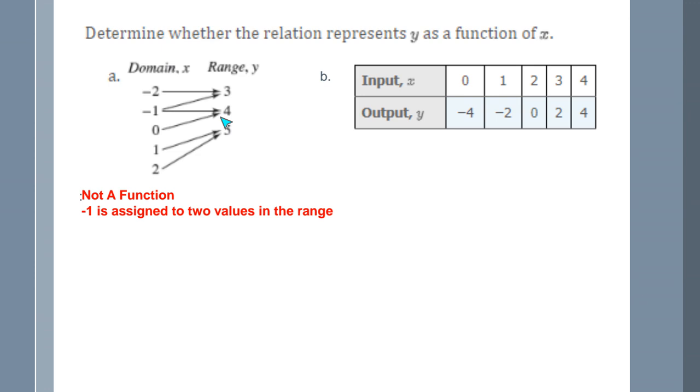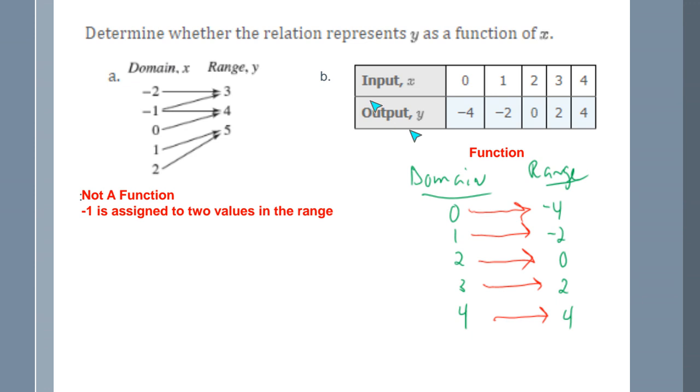Okay. Now we look at letter B. It's given to us in a table. So for some of us, this might be a little bit harder to see. If that's the case, then there's no problem. We can rewrite it, right? So all your X, they tell you it says input. That means that these are all in the domain. So I'm just going to list them vertically: 0, 1, 2, 3, 4. And then my output is my range, -4 to 0 to 4. And now I can see that 0 goes to -4. So I'm going to represent that with an arrow. And then 1 goes to -2 and so on.